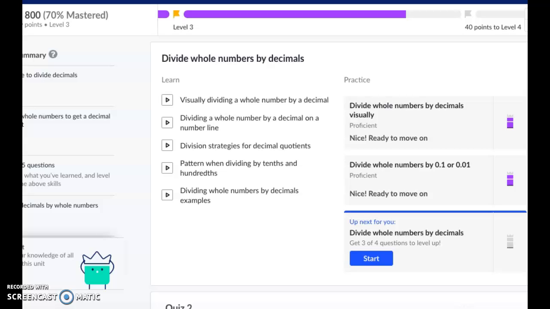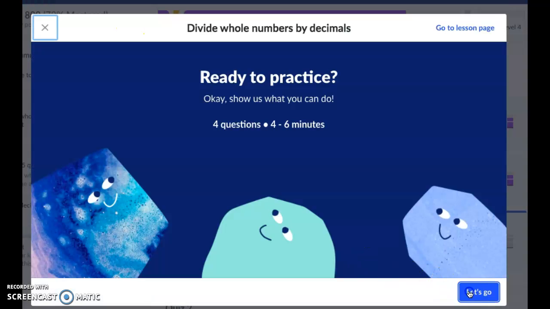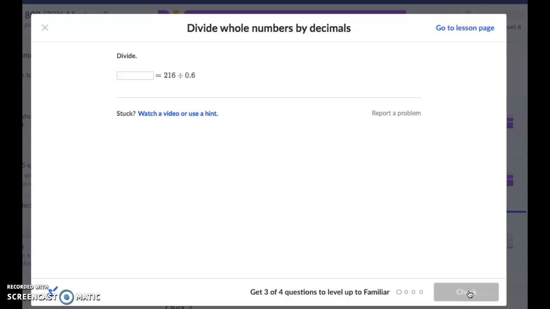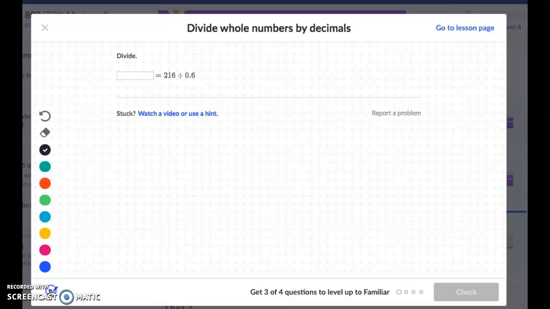Khan Academy, divide decimals, and we are working on the subtopic divide whole numbers by decimals. So 216 divided by 0.6. So in this case, this is going to be a little something new.